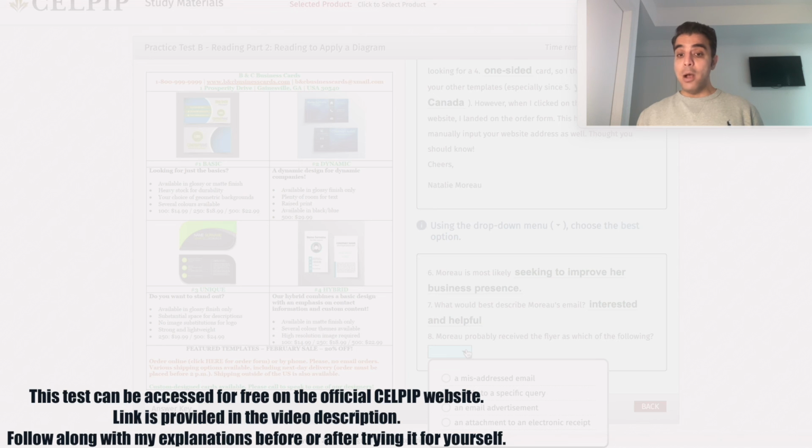So that's out. An email advertisement. Yes, that sounds right. An email advertisement in the format of a flyer in my inbox. I saw it, and now I'm sending an email asking for more information. That's what Natalie did. So could be. We'll come back to it. And finally, an attachment to an electronic receipt. No, it was in the email, specifically in the inbox. So I think you would all agree that the correct answer is an email advertisement.